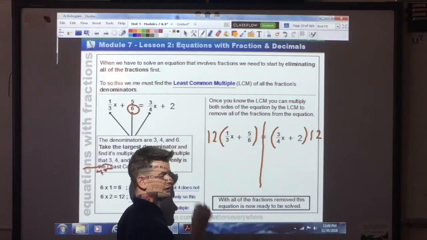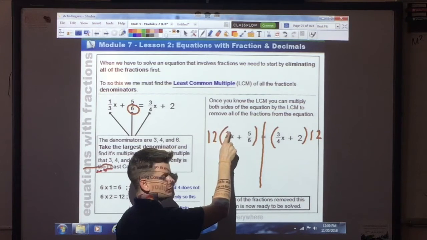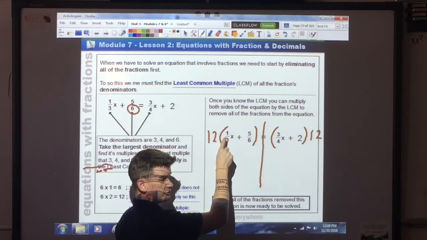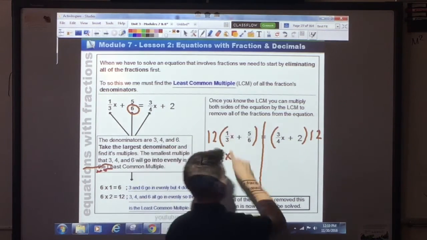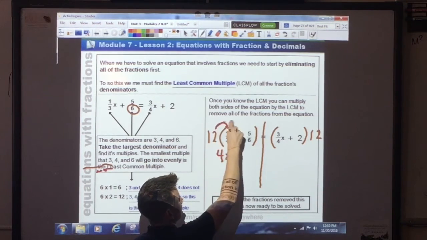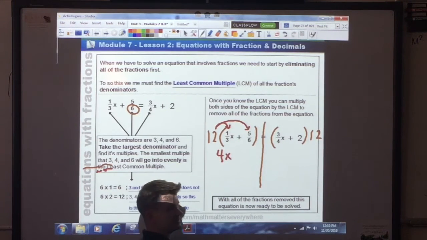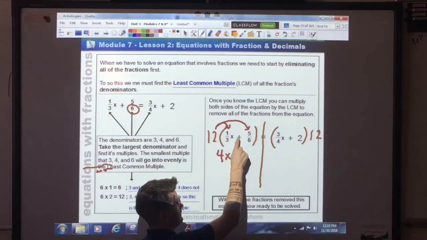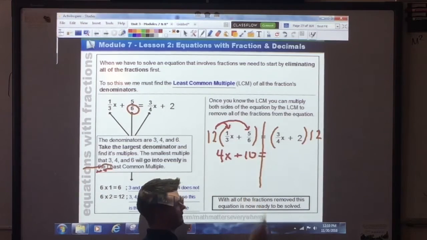And here's how you do it quickly. You do 12 times 1. What's 12 times 1? 12. Then what is 12 divided by 3? 4. So you get 4, and don't forget to bring down the x. 4x. Okay, so we took care of that one. Then we take care of the next one. What's 12 times 5? 60. 60 divided by 6 is 10. That's a positive sign there, so it becomes plus 10. Two of those fractions are gone.